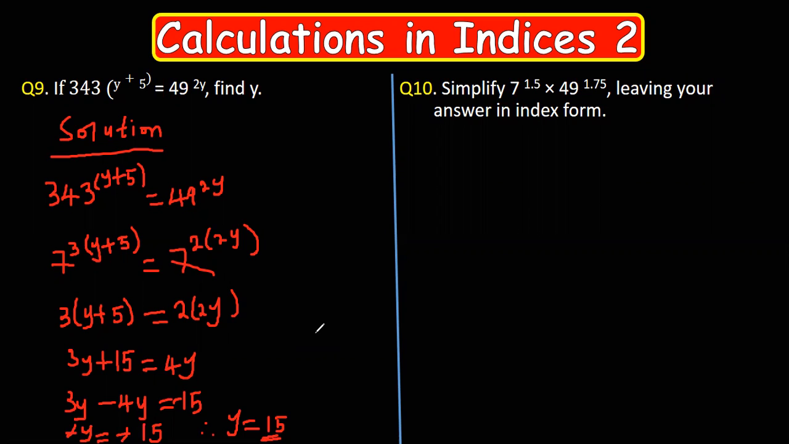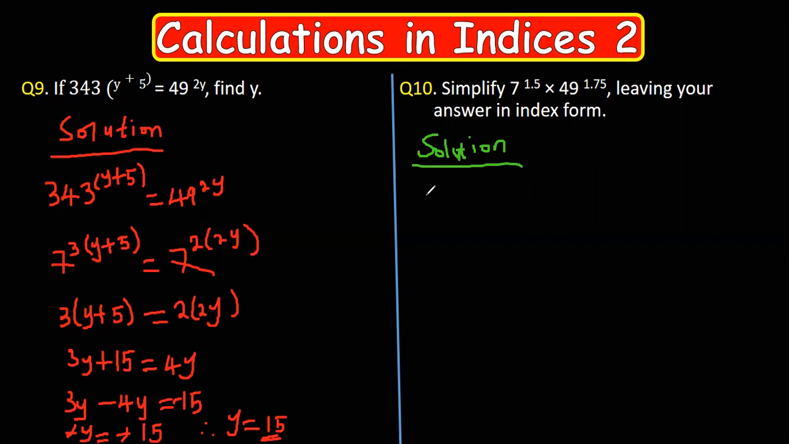The instruction says leaving your answer in index form. Okay, we are going to do that. Thank you for the reminder. I want to use green color. So beautiful. For us to solve this problem successfully, we need to convert the indices into fractions, and then we can solve the problem.